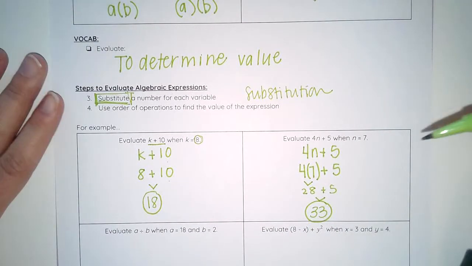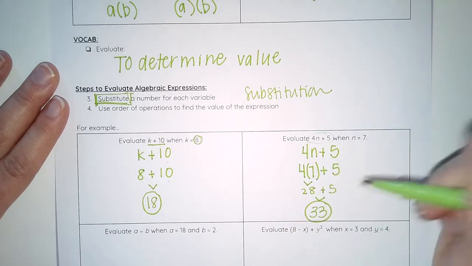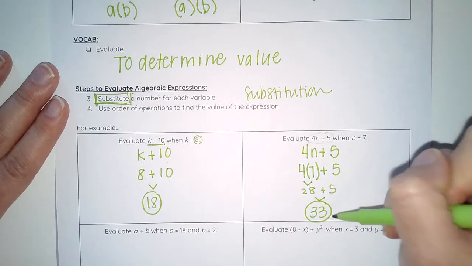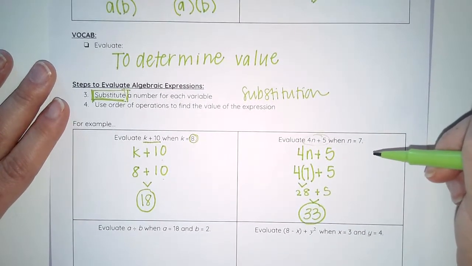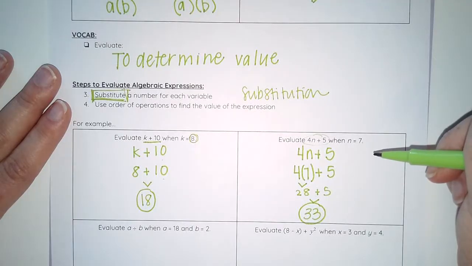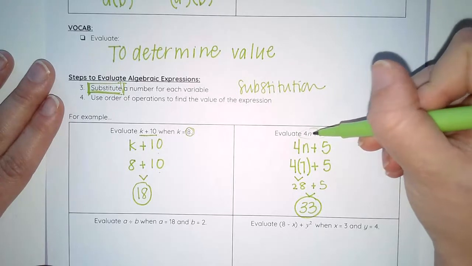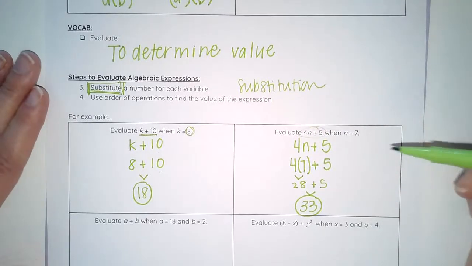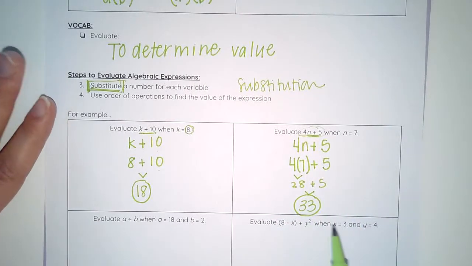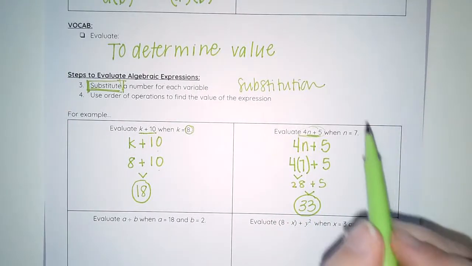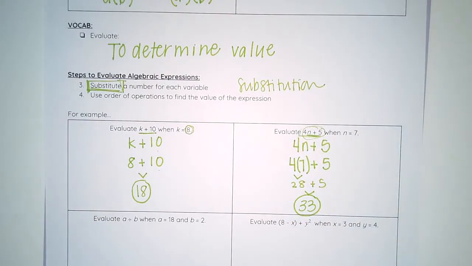Now, it's important to note that this expression does not always have a value of 33. If I had a value of n that was different, perhaps I had a value of 10 here, and I substituted it in, it'd be 4 times 10 plus 5, which would be 45. So 33 isn't the value of the expression in general. It's specifically the value of this expression only when n equals 7.